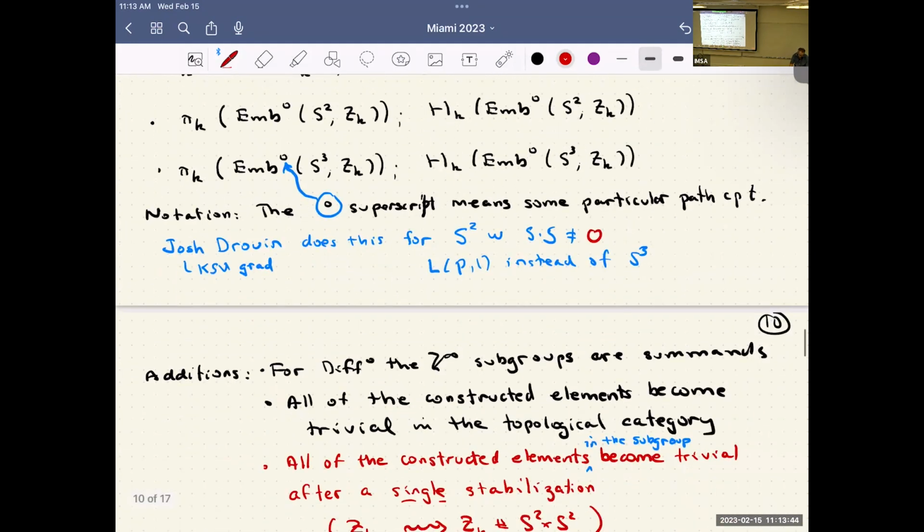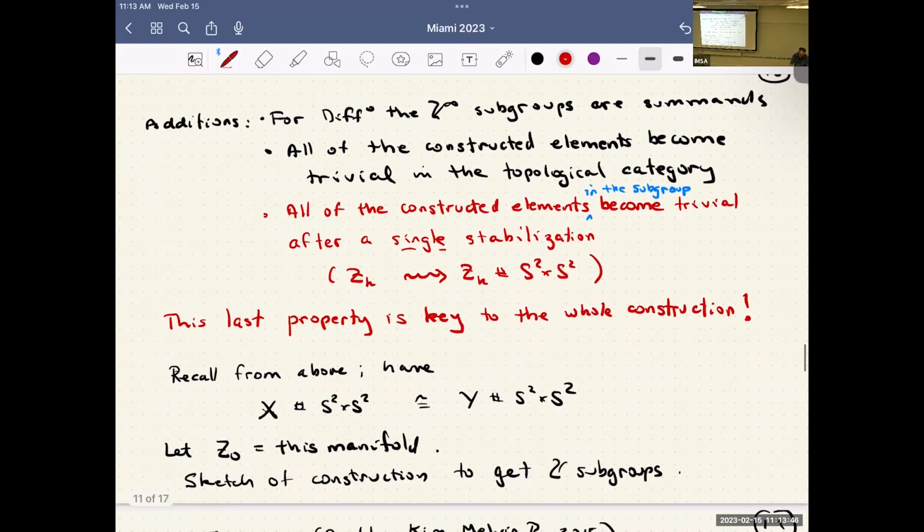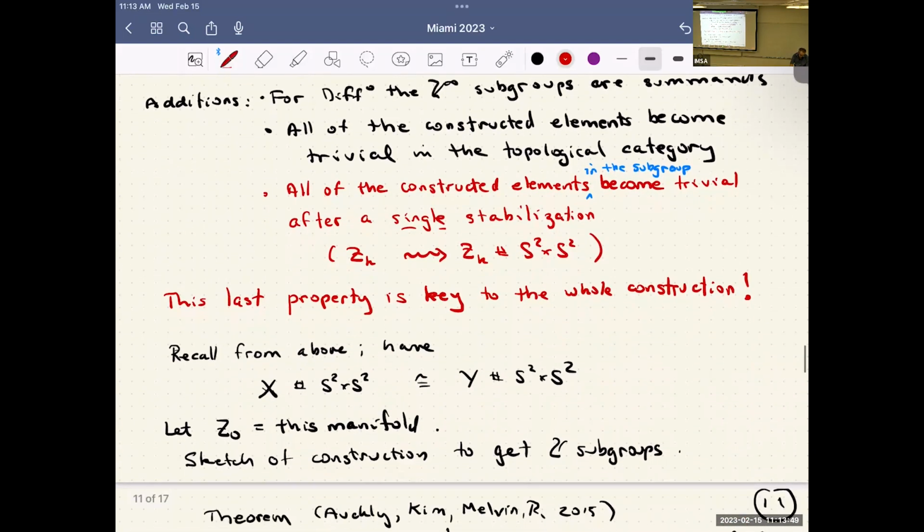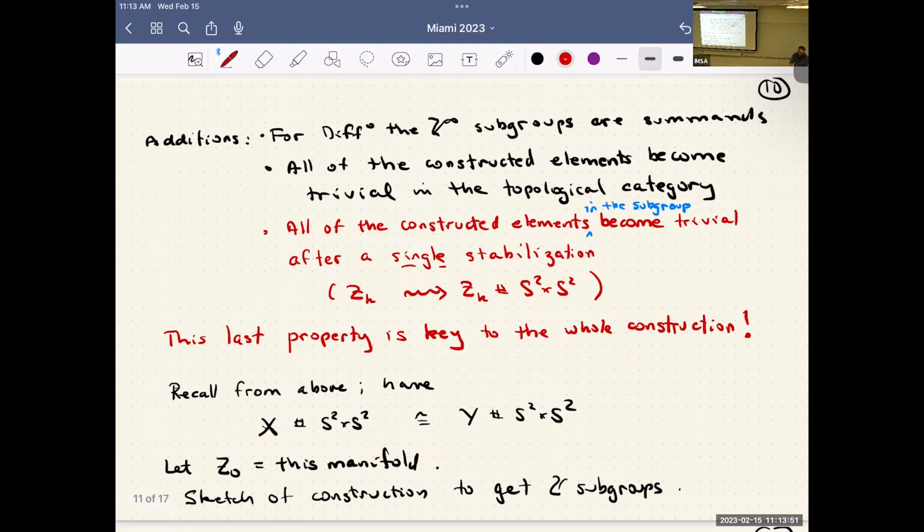Okay, last bit of commentary on this before I spend a couple minutes on the construction. First up, in each case, if you pass to the corresponding thing about homeomorphisms or topological embeddings, everything becomes trivial, at least for pi k of things. Sorry, this is supposed to say pi k, or maybe hk. Not the diff ones. Then those subgroups are actually summands.